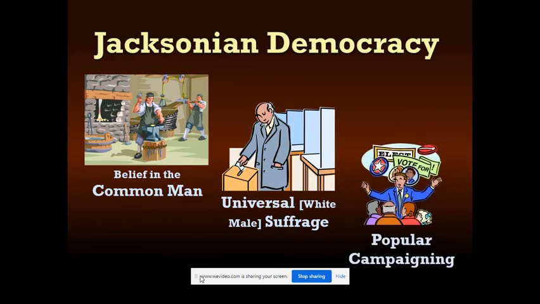And then the big thing that really takes place out of this is popular campaigning. We really see the birth of what we know today.